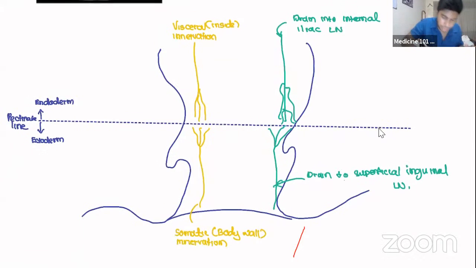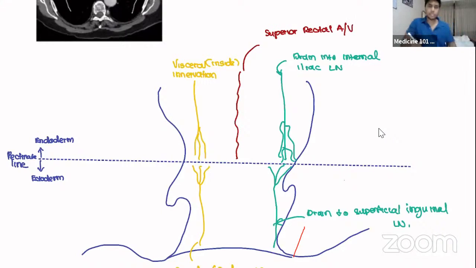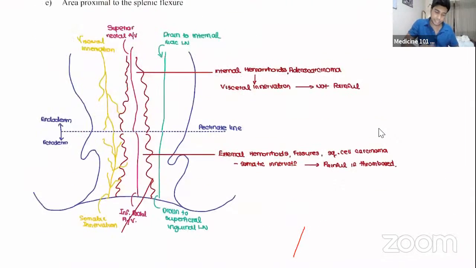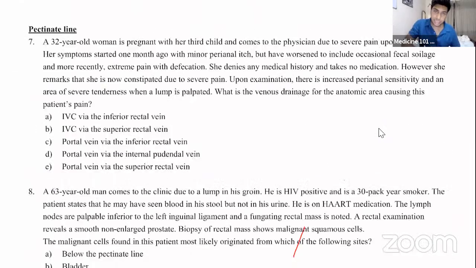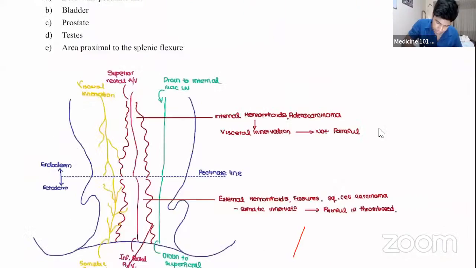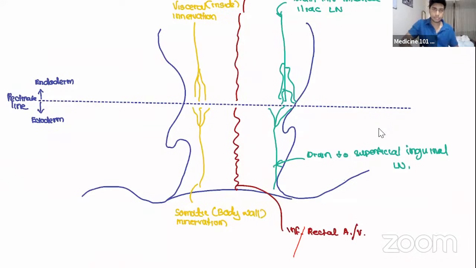Now, let's take a look at the blood vessels. Here we have the superior rectal artery and vein. Remember that from here? And down here, all the way at the bottom, you have the inferior rectal artery and vein. It's not too hard.